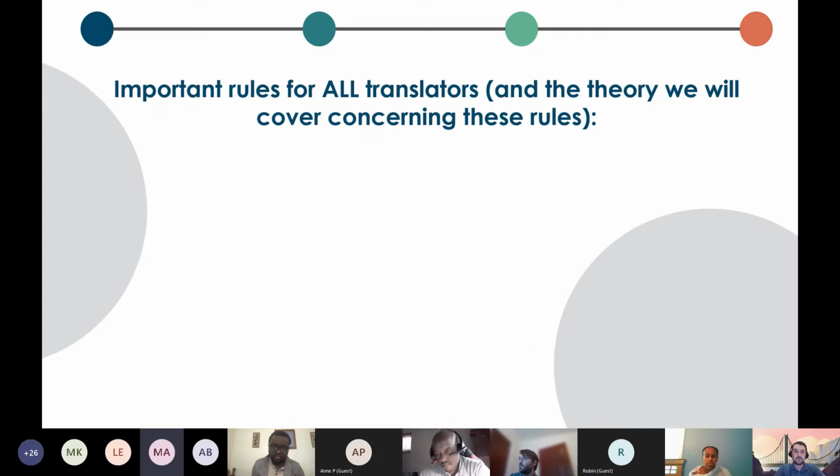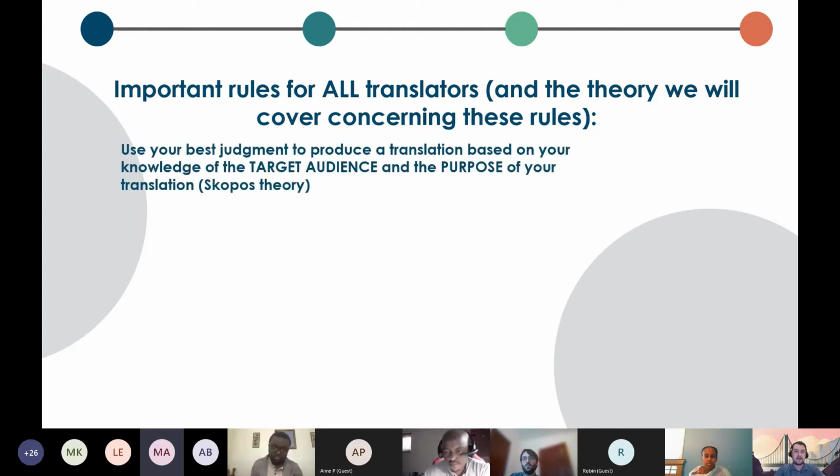So, some important rules for all translators, and of course, I'm going to have the theory that concerns these rules attached. Use your best judgment, like I said before. Use your best judgment to produce a translation based on your knowledge of the target audience and the purpose of your translation. So this is what we're going to talk about, Skopos theory, toward the end of our training today. These are, of course, what we should be thinking about each time: who is going to actually be reading this text? And adjust your target text accordingly.